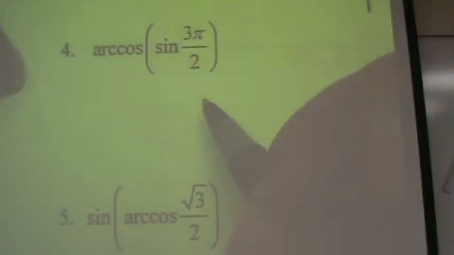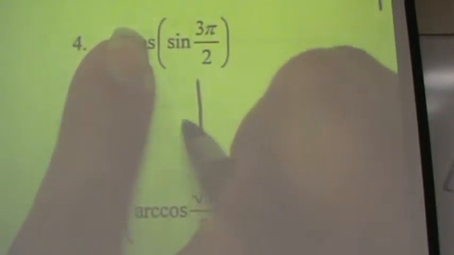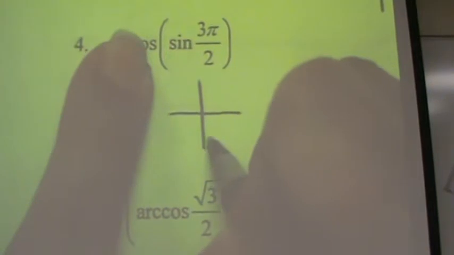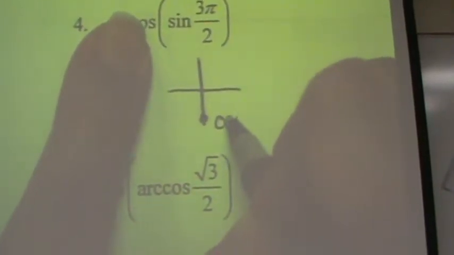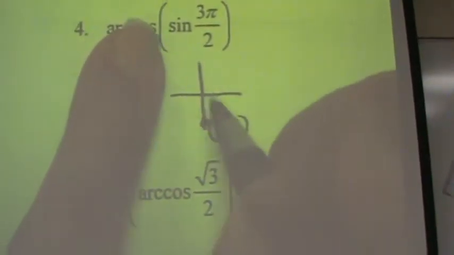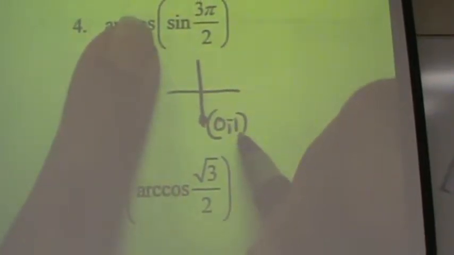Number 4. I want to know at 3 pi over 2, which is right here, this ordered pair is 0, negative 1. Can you tell me what the sine ratio is right there? Well, sine is defined as y over r. So what is the y value right here at 0, negative 1? This is negative 1.